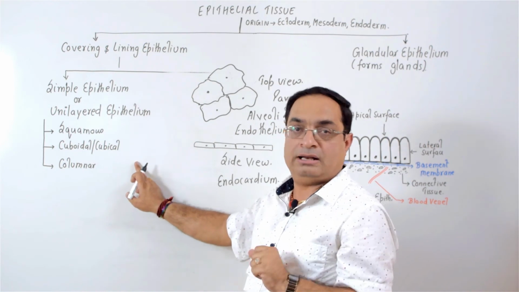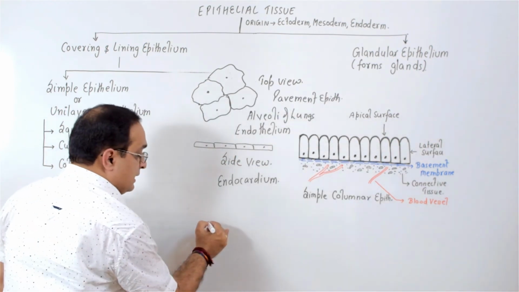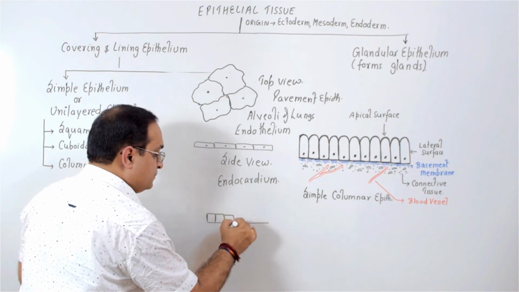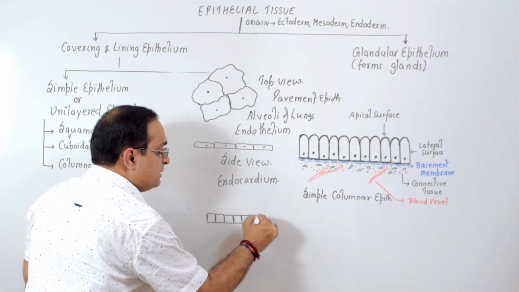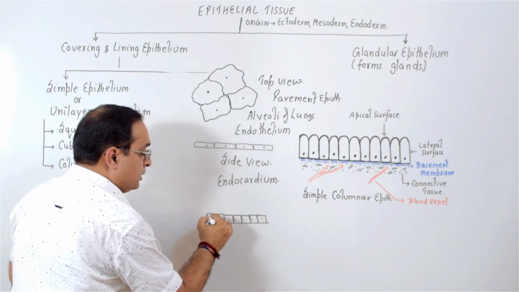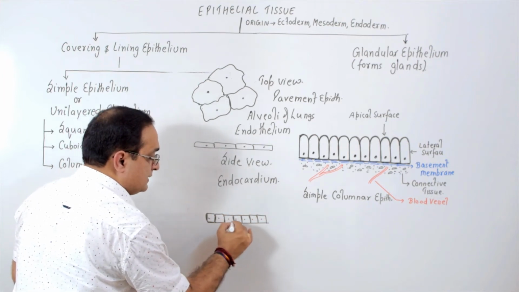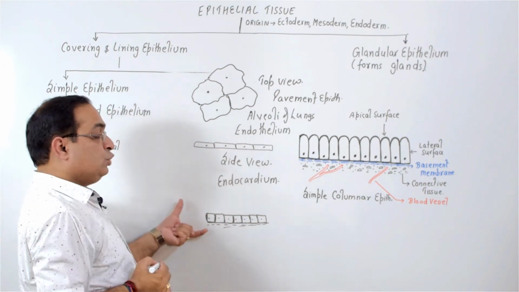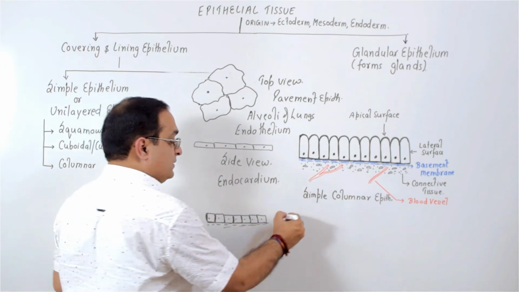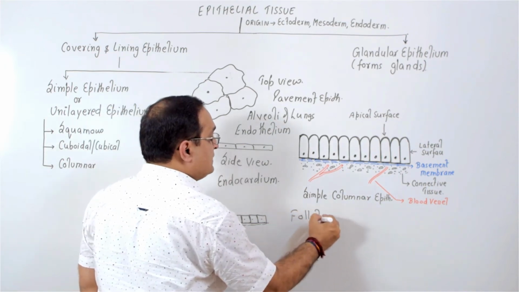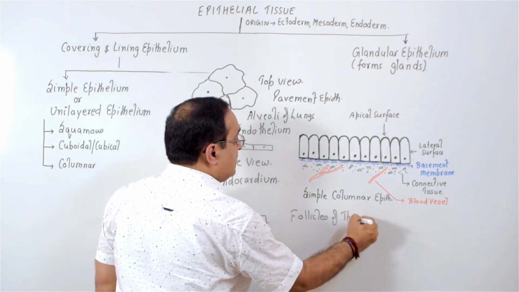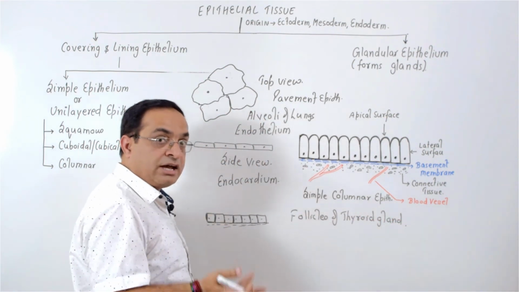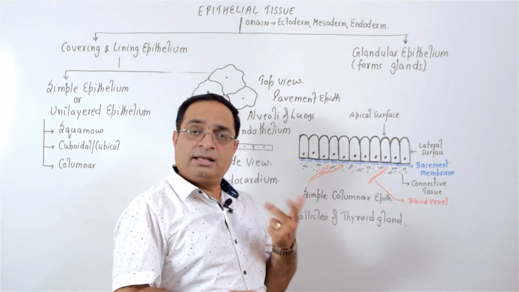Next is cuboidal epithelium. When we say cuboidal, that means the cells are cube shaped. We are saying simple, that means there is a single layer of cube shaped cells. This is the basement membrane. This cuboidal epithelium is present in the follicles of the thyroid gland. The thyroid gland is the largest endocrine gland, which secretes thyroxine hormone. It's present in the neck region.